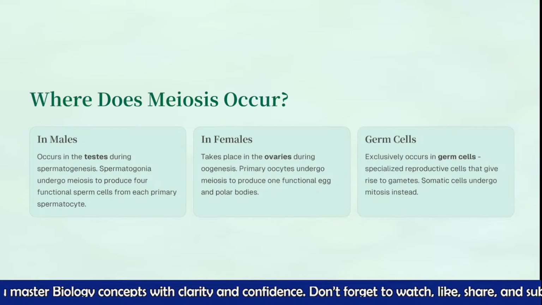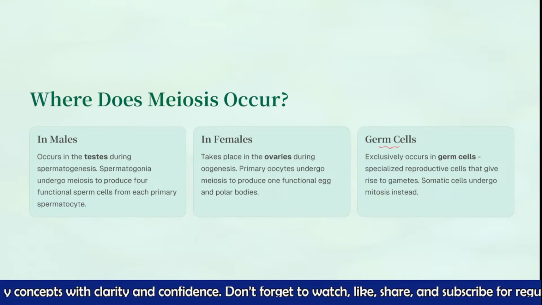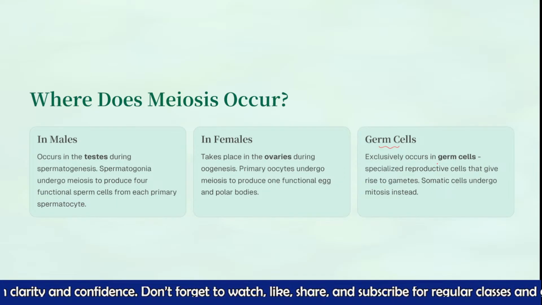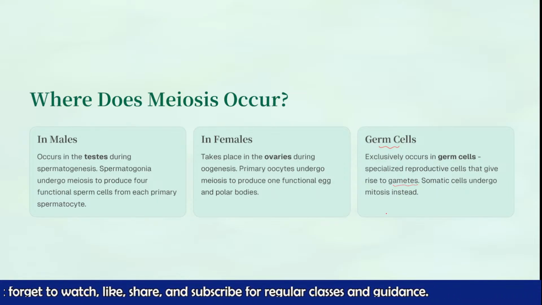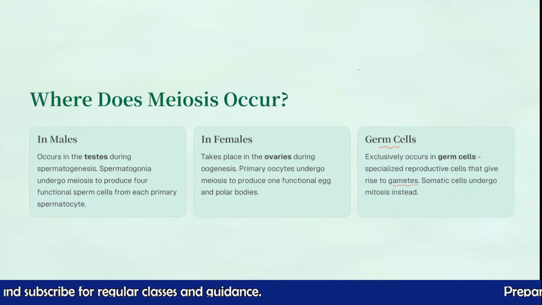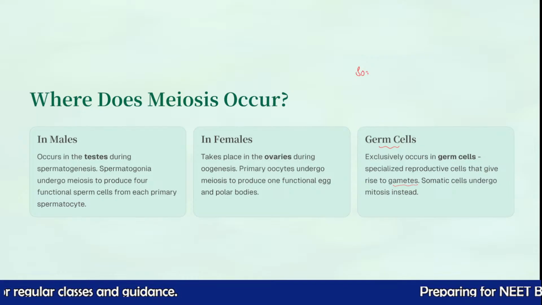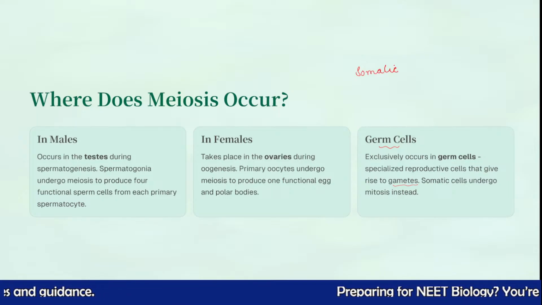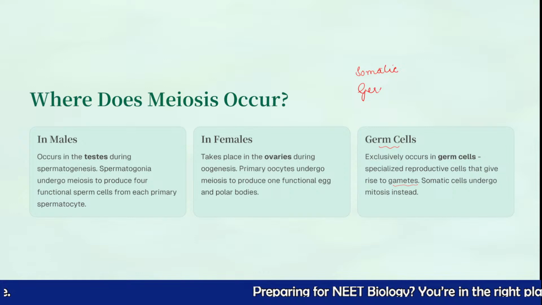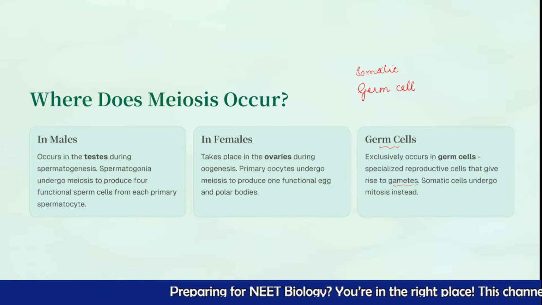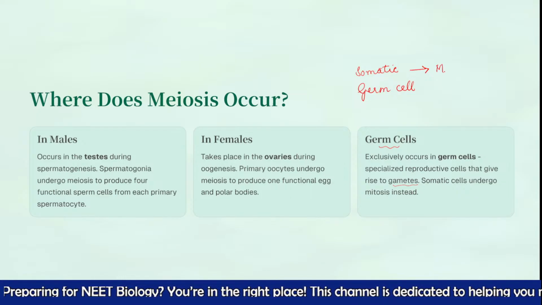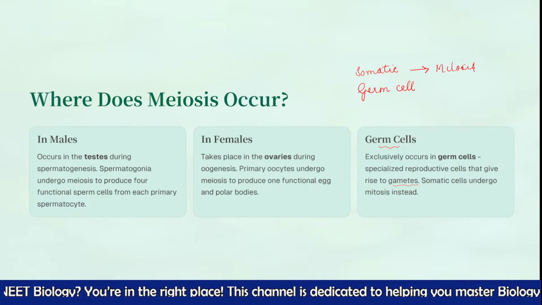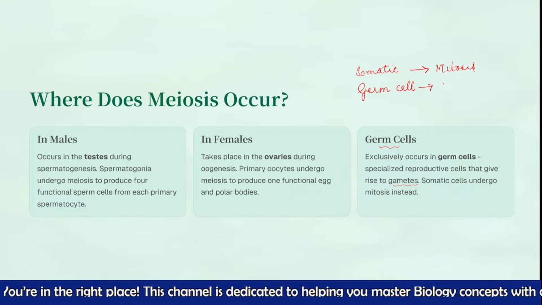So meiosis occurs in the germ cells. Germ cells are the specialized reproductive cells. From them only gametes are produced. And we know that there are two types of cells. We learned about the two types of cells. One is called a somatic cell, and the germ cells are also there. Somatic cells undergo division, and that division is basically mitosis. But germ cells undergo division, that is meiosis.